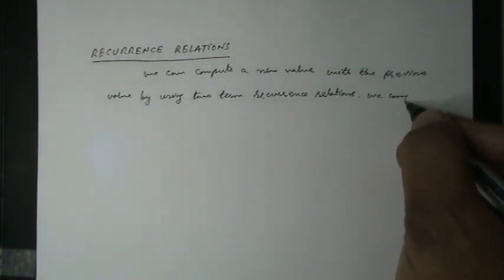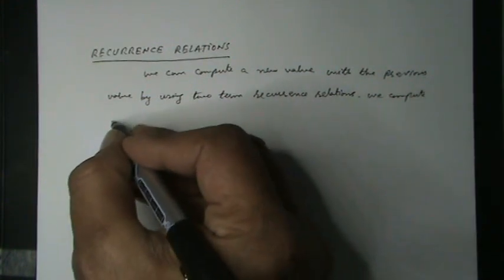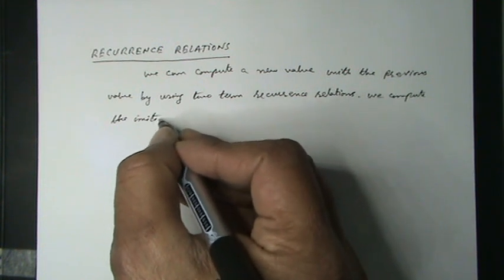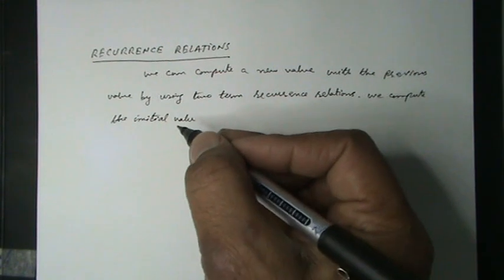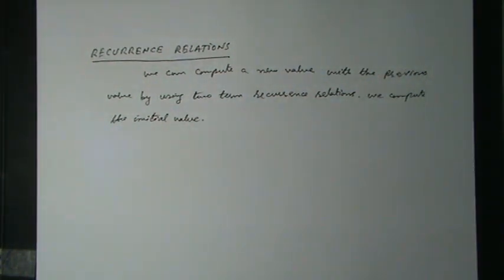We compute the initial values. The two-term recurrence relations are very useful for calculation of orthogonal polynomials.